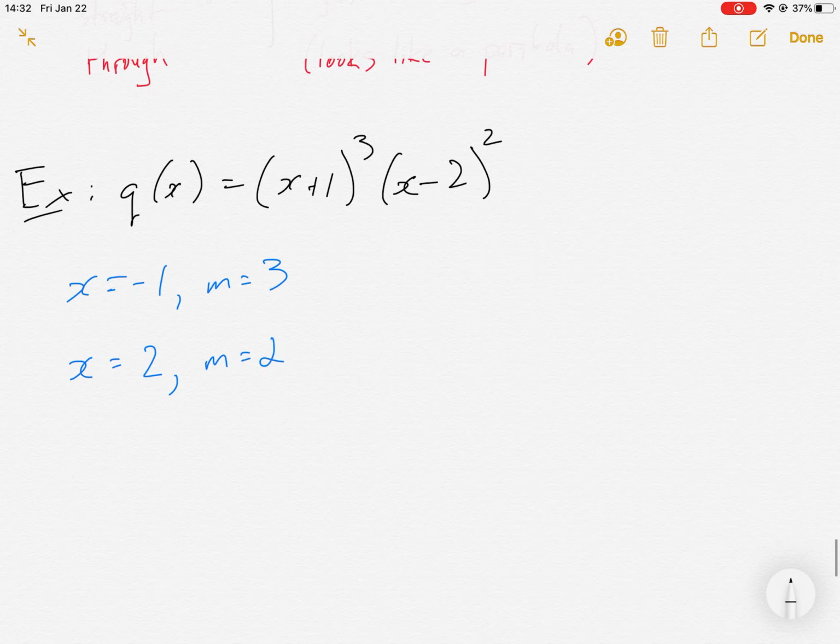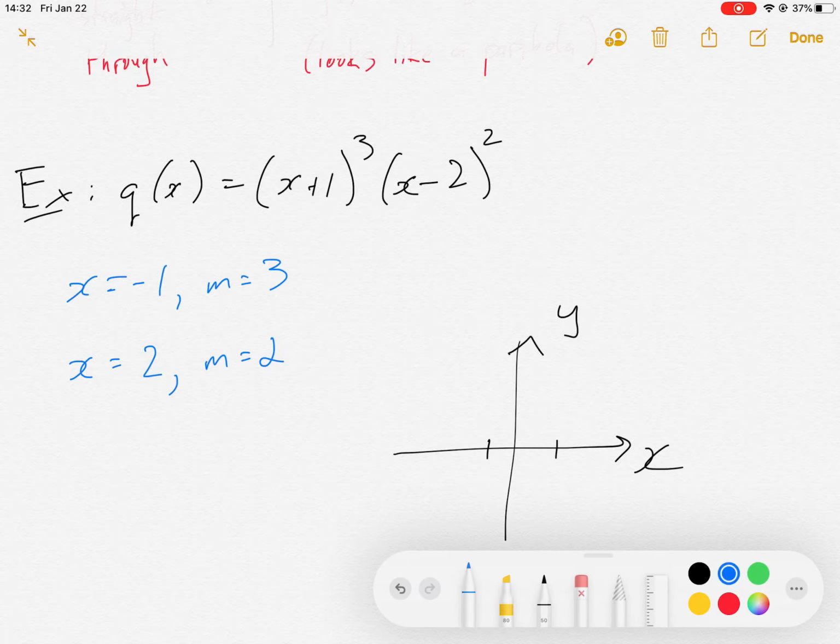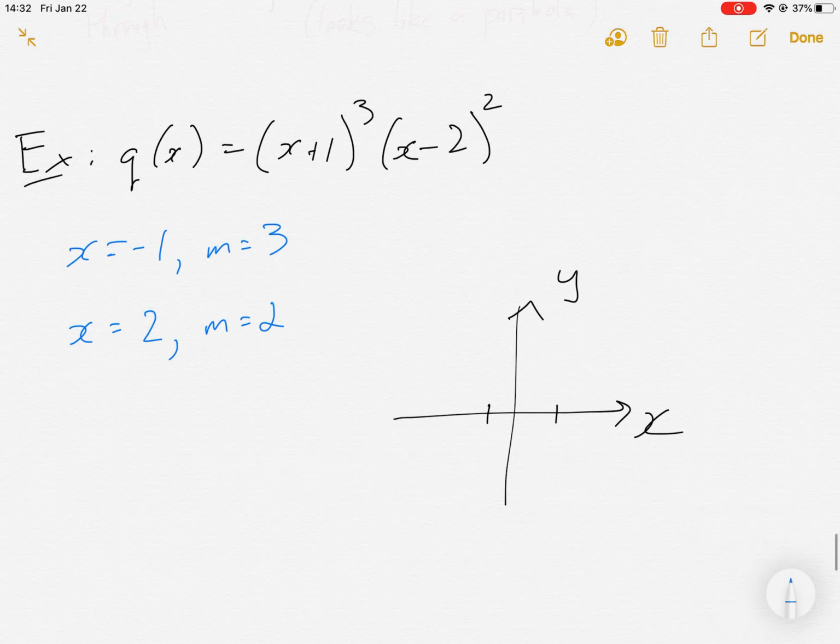So if you were to graph this one, it's going to look very similar. So we're going to have -1 and 2. But instead of just going straight through at -1, the graph kind of looks like this. It sort of has a squiggle to it. And then it's still going to bounce off there because the multiplicity is 2.